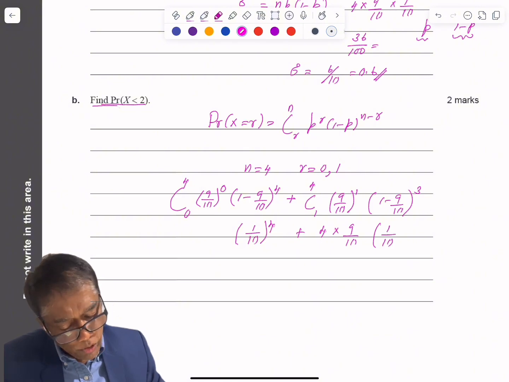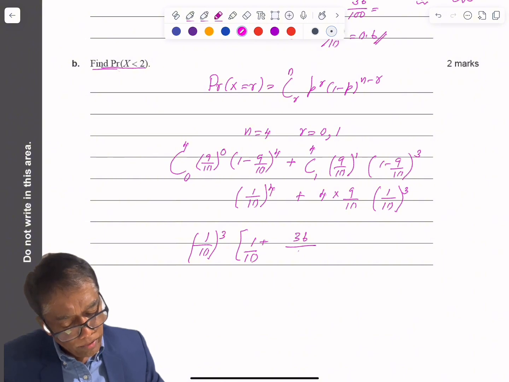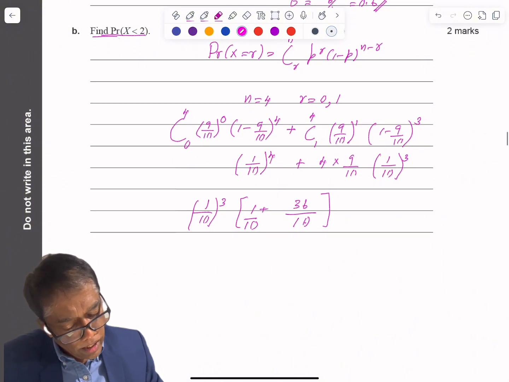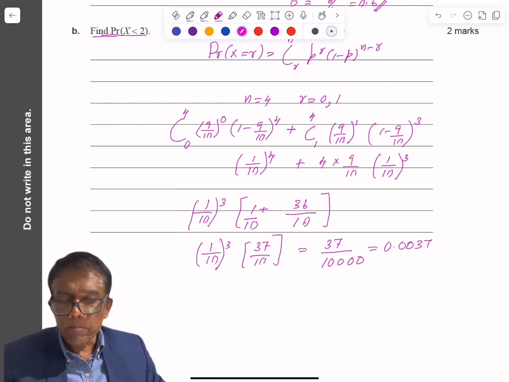Actually, 1 over 10 to the power of 3 is common, so I'll take it out. This is 1 over 10 to the power of 3 times (1 over 10 plus 36 over 10), which is 37 over 10. 37 divided by 10,000 is 0.0037. This is the probability.